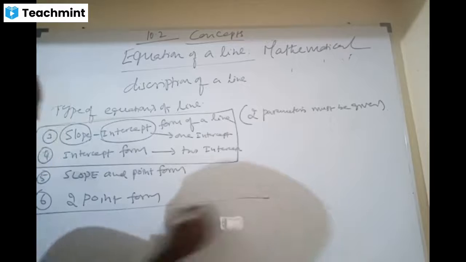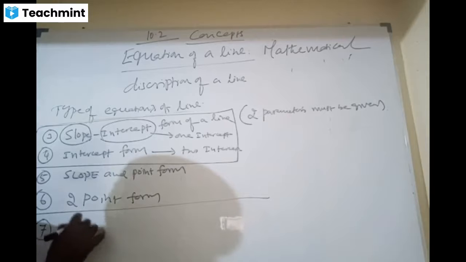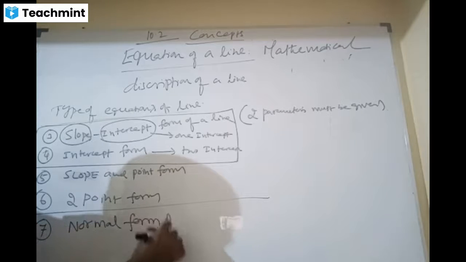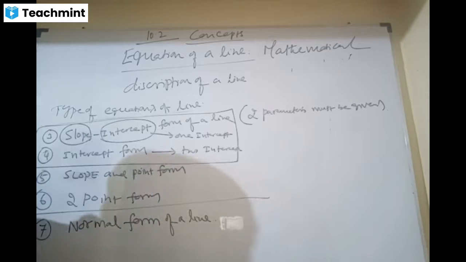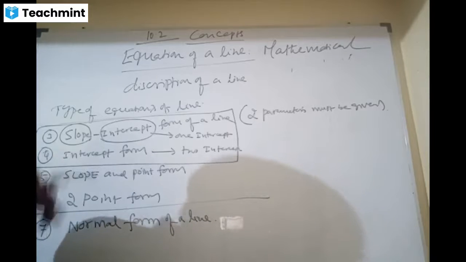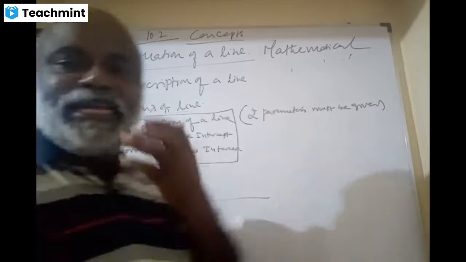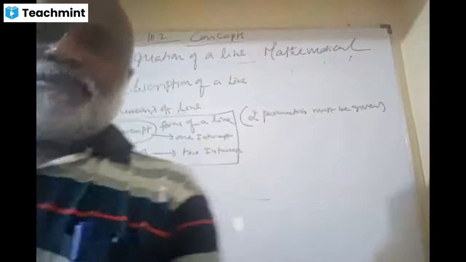For knowledge, okay. Number 7, dears. Normal form of a line. Normal form of a line. So it was these 3, 4, 5, 6, 7. We will write their equations and see how to derive these equations for each one by using the given condition.